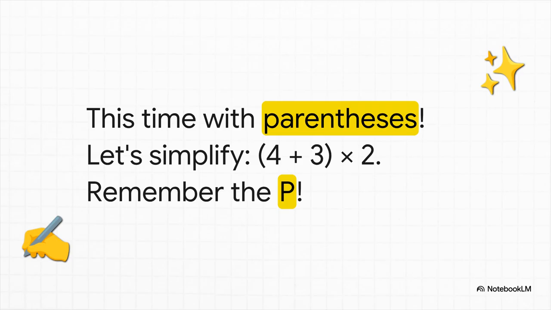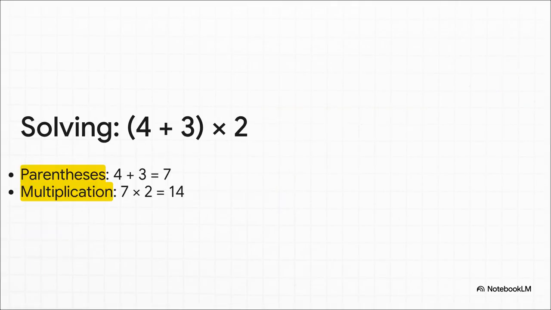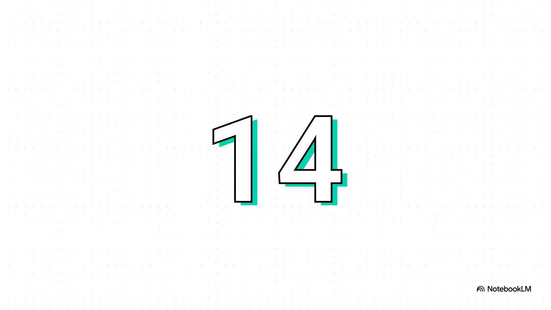This time we'll add a little wrinkle. This problem introduces parentheses. How does that change things? Well, PEMDAS is crystal clear. That P for parentheses comes first. It's the VIP. So before we do anything else, we solve what's inside. 4 plus 3 is 7. Now the problem just becomes 7 times 2, which of course is 14. That is the power of parentheses. They totally take over and change the order of the calculation, demanding to be solved first.